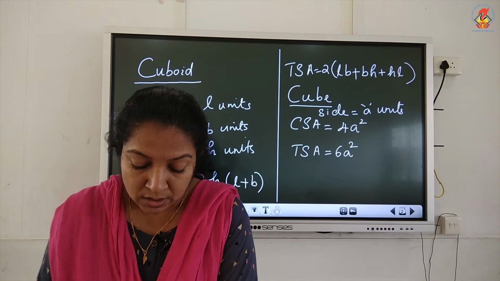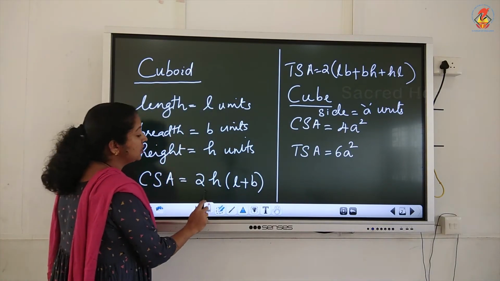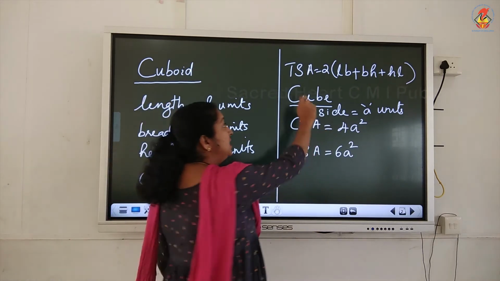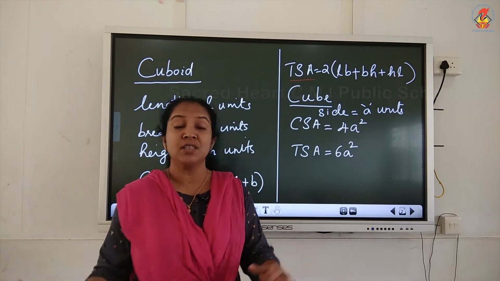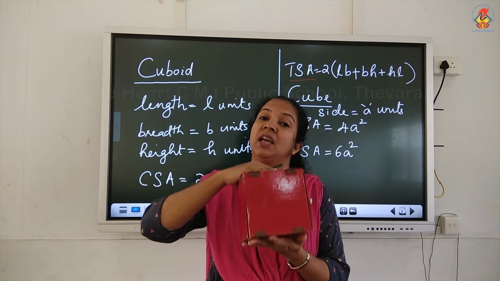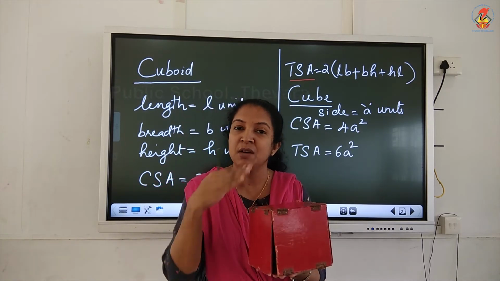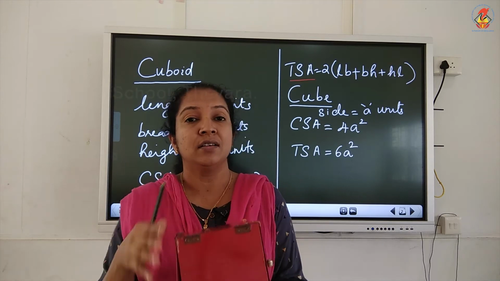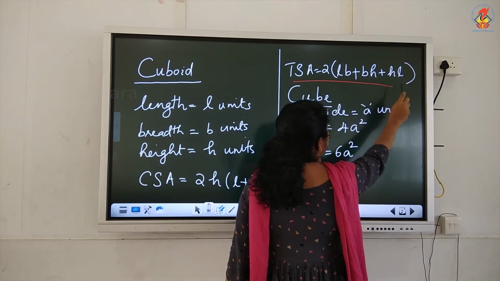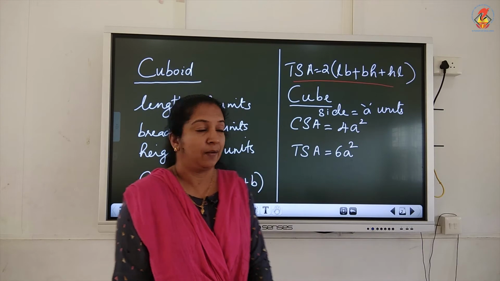So, here CSA of a cuboid is equal to 2H into L plus B. Same way TSA. TSA means the total surface area. That means this curved surface area plus area of 2 bases is known as TSA or total surface area. Total surface area of the cuboid is equal to 2 into LB plus BH plus HL.